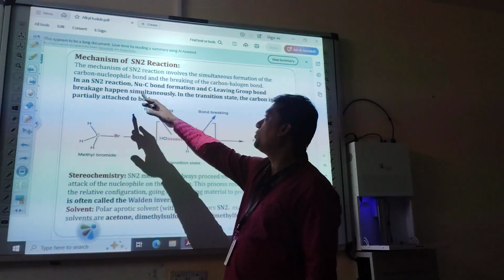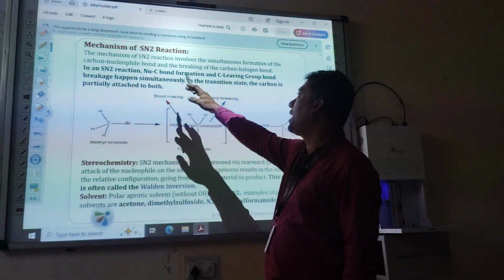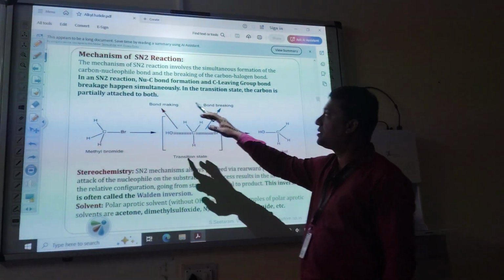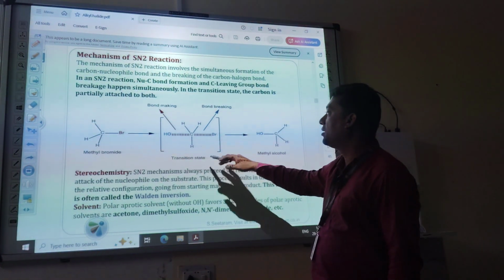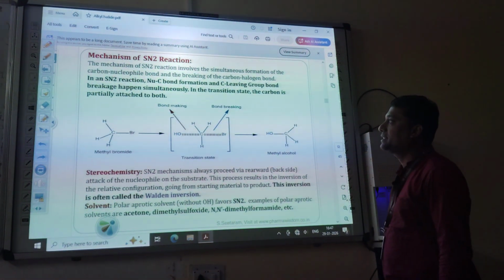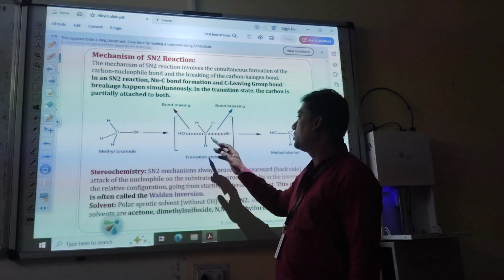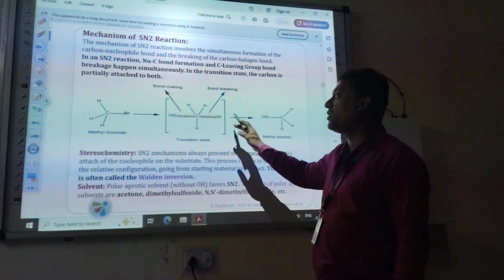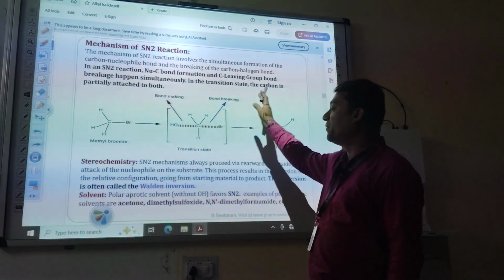In the SN2 reaction, the nucleophile-carbon bond formation and the carbon-leaving group bond breakage happen simultaneously. This is the transition state. In the transition state, the central carbon is partially attached to both the nucleophile and the leaving group.